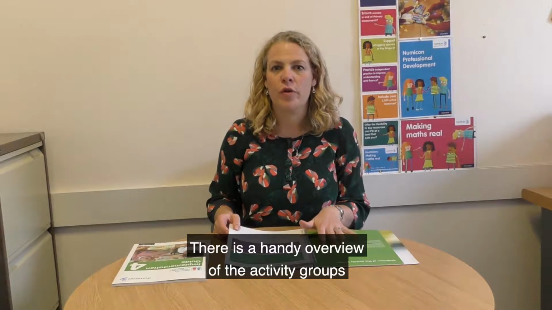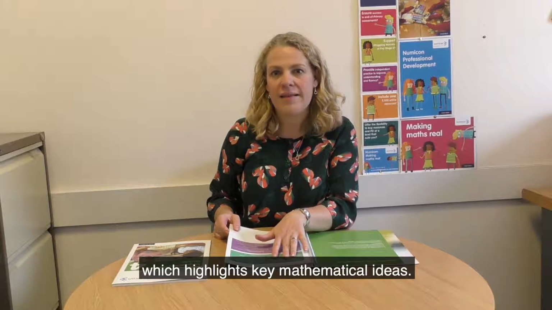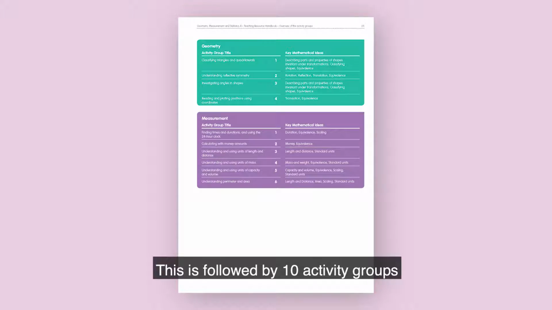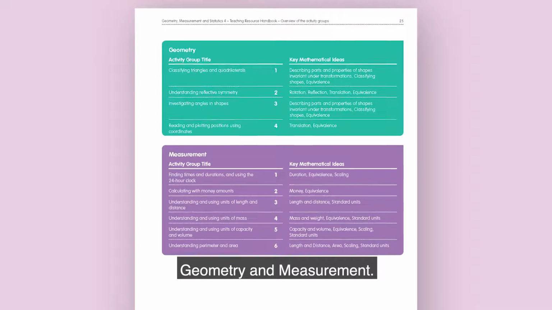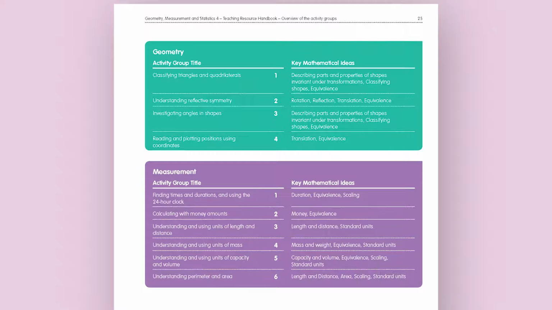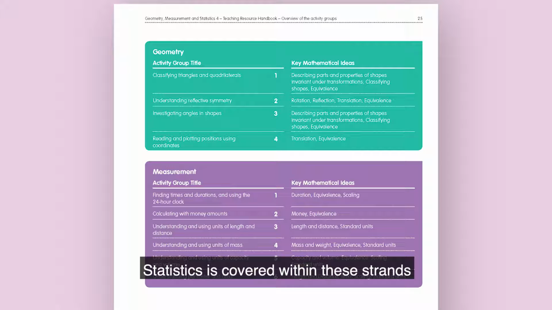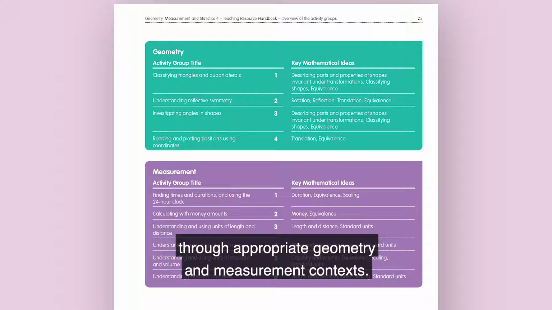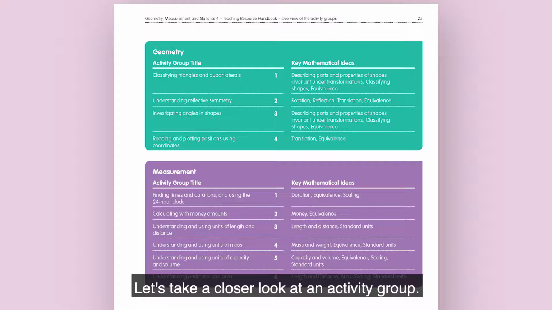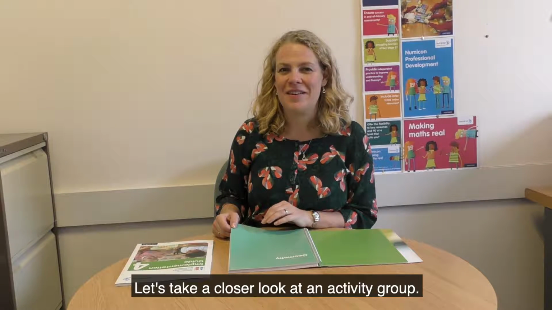There is a handy overview of the activity groups, which highlights key mathematical ideas. This is followed by 10 activity groups, which are arranged in 2 strands, geometry and measurement. Statistics is covered within these strands through appropriate geometry and measurement contexts. Let's take a closer look at an activity group.